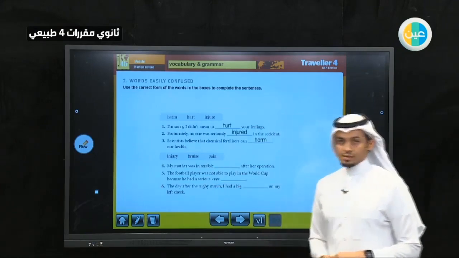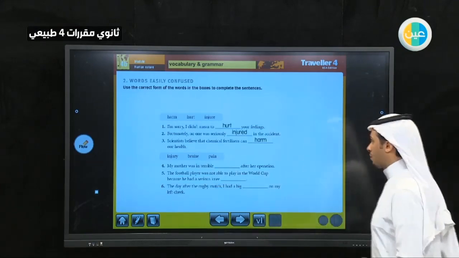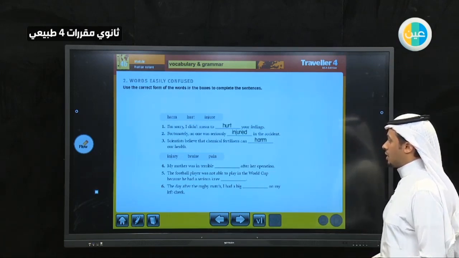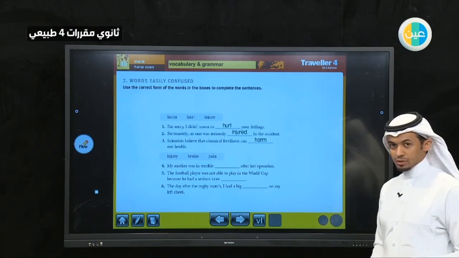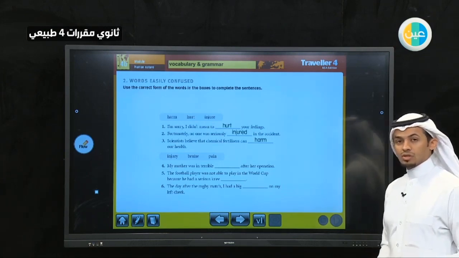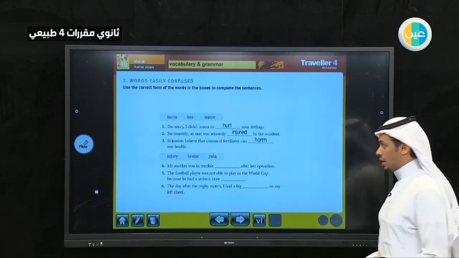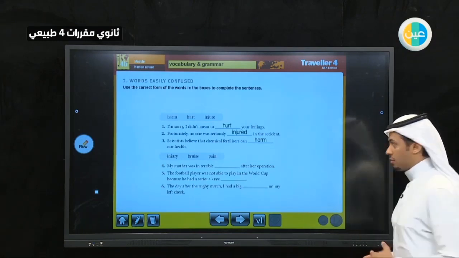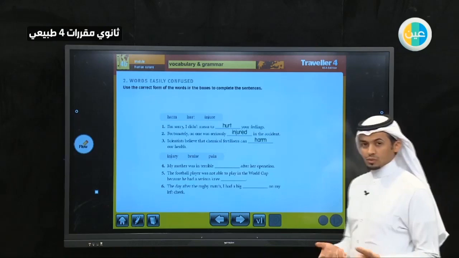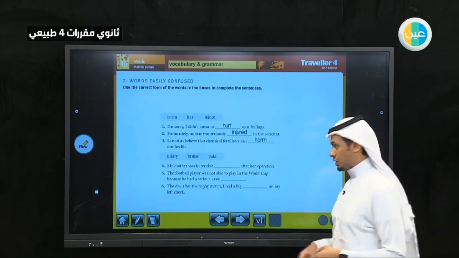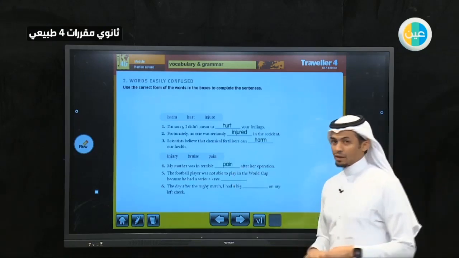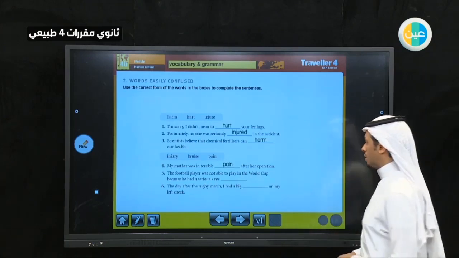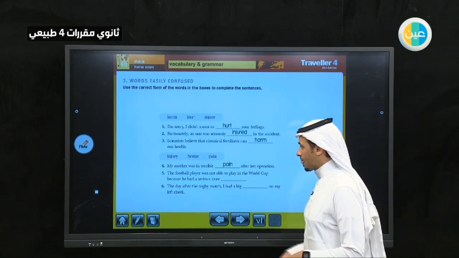Let's read the sentences. Number 4, my mother was in blank after her operation. So his mother went to the hospital and had an operation. The doctors cut into her body. So how does she feel? She feels what? Pain. She feels pain. She's still suffering from the operation.